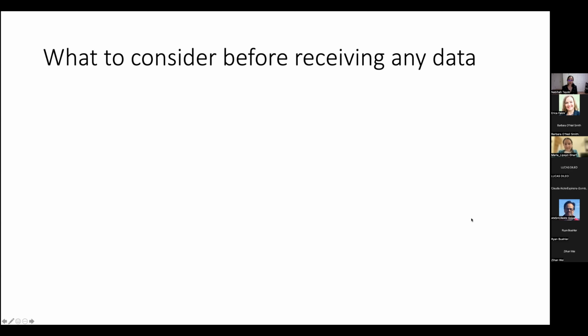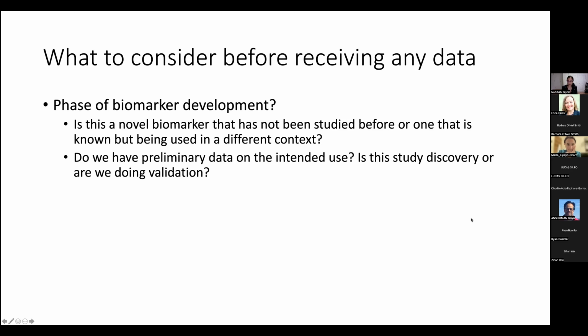So before you receive any data, there are some key things to understand about the biomarker. What is the phase of this biomarker development? Is this a novel biomarker that hasn't been studied before? Say this lab has come up with a potential biomarker that they've developed in-house. It's brand new. They developed the assay and the technology, and they've got maybe some preclinical and preliminary data. That is a very different context from a biomarker that is standardized and FDA approved, and is just being used now in a different context.